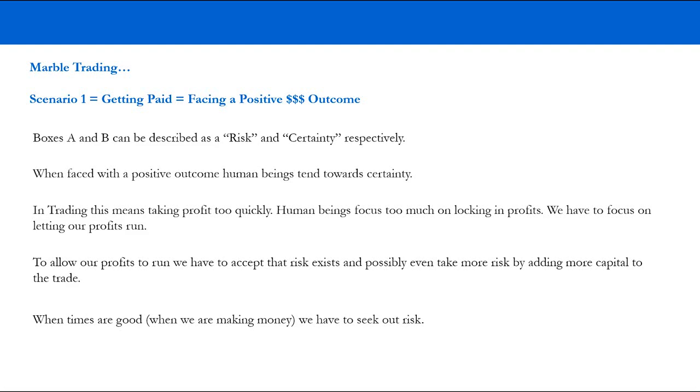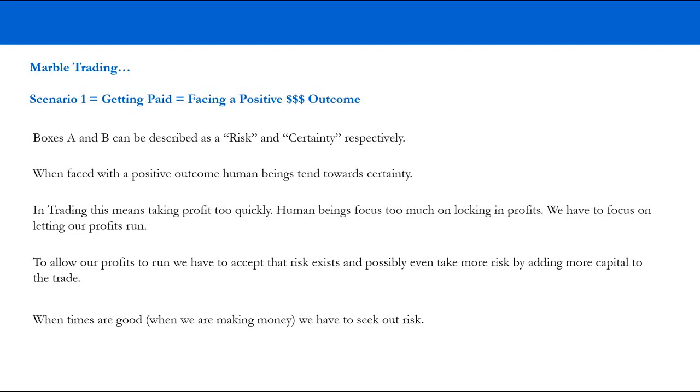And as stated, in trading this means taking profit too quickly. Human beings will always focus on locking in profits very quickly. So when you have a winning position in your portfolio, we take the profits, because now we think it's guaranteed to make money, so we lock it in quickly. And what we actually have to focus on is the opposite, because that in itself is just being human.